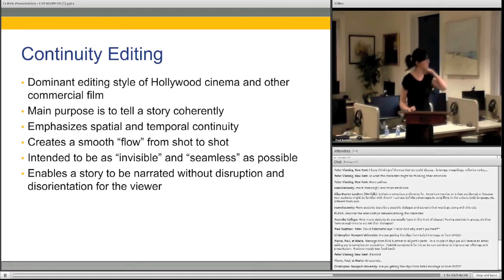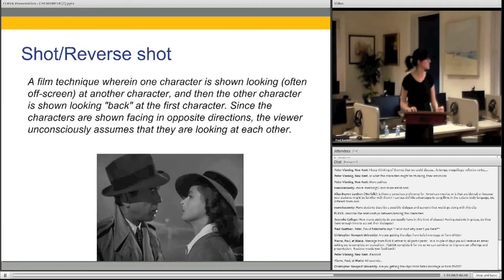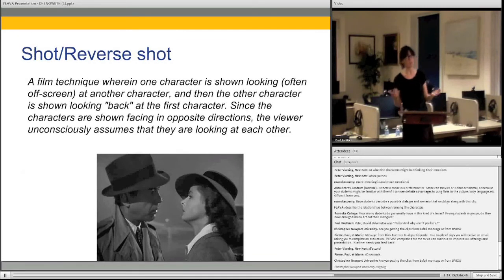Enables a story to be narrated without disruption and disorientation for the viewer, right? So just as classical film sound is aimed at absorption, here we have the least amount of disruption and disorientation. Right, so the shot, reverse shot, this is where it would have been helpful if we'd watched Casablanca, right, is a well-known film technique that if you imagine a dialogue scene in a film, you immediately know what shot, reverse shot is, right?